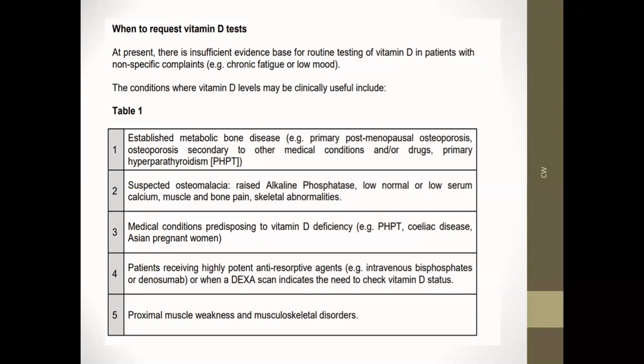Examples: primary postmenopausal osteoporosis, osteoporosis secondary to other medical conditions and or drugs, primary hyperparathyroidism, suspected osteomalacia, medical conditions predisposing to vitamin D deficiency, celiac disease, and Asian pregnant women. According to their guideline, we are very vulnerable to vitamin D deficiency. Also patients receiving high potency anti-resorptive agents such as intravenous bisphosphonates or denosumab, or when the scan indicates the need to check vitamin D status, proximal muscle weakness, and musculoskeletal disorders.